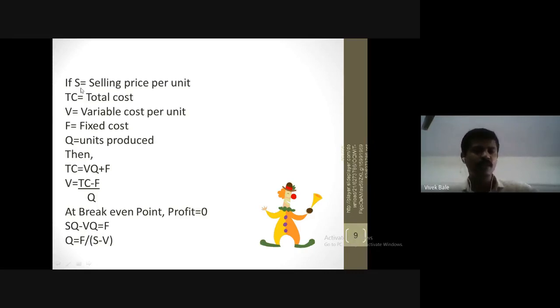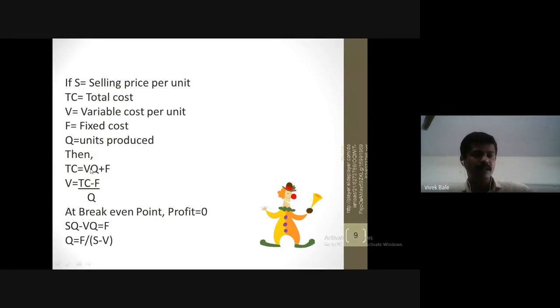So therefore, you should be able to understand what is the meaning of sales price. TC means total cost. V stands for variable cost. F means fixed cost. Q means units produced. And therefore, here, total cost is equal to variable cost multiplied by units produced plus fixed cost is equal to total cost. And variable cost is equal to what?